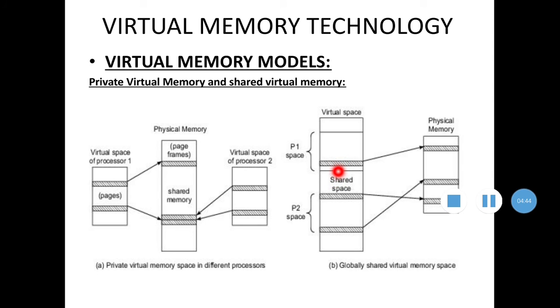and the page table must allow shared accesses. We also need locking, that is mutual exclusion, to enforce protected access, because two processes cannot access the same virtual space at once. So we need a mechanism, that is, a mutual exclusion locking system. These are the two major models, private virtual memory and shared virtual memory. Both have their own advantages as well as disadvantages.